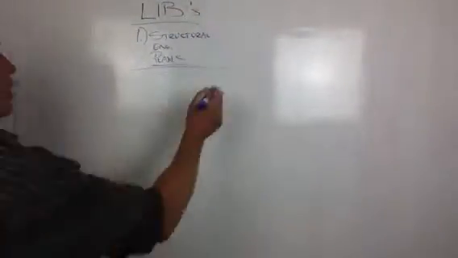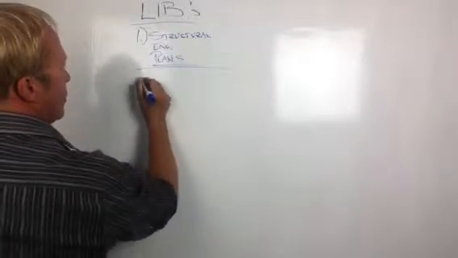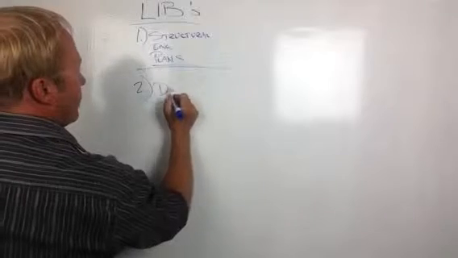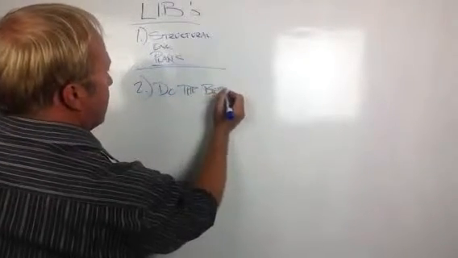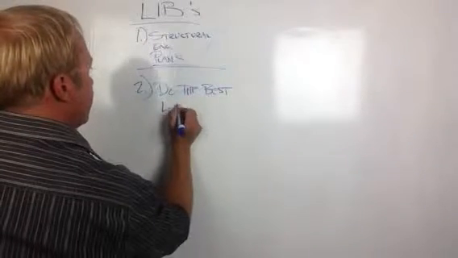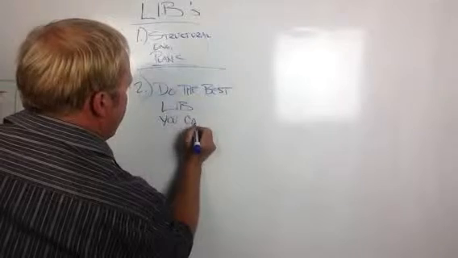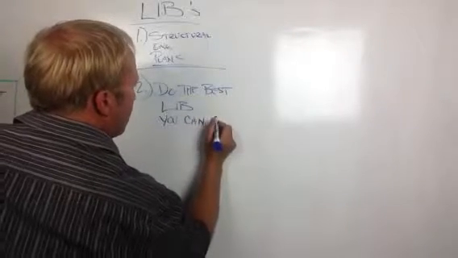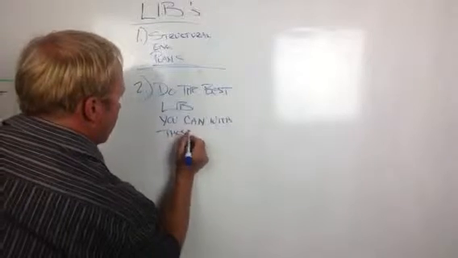So the first thing is plans. What do we have to work with? Then number 2, do the best line item budget you can with those plans.